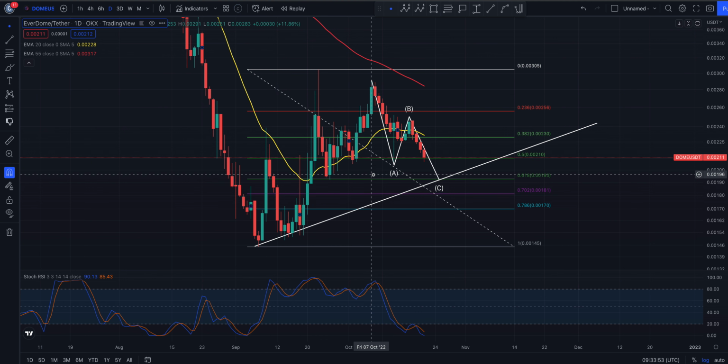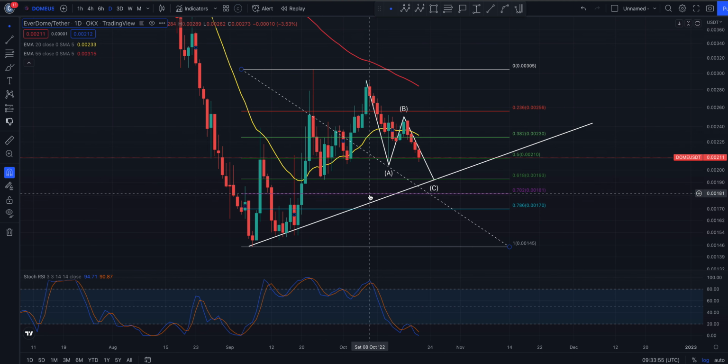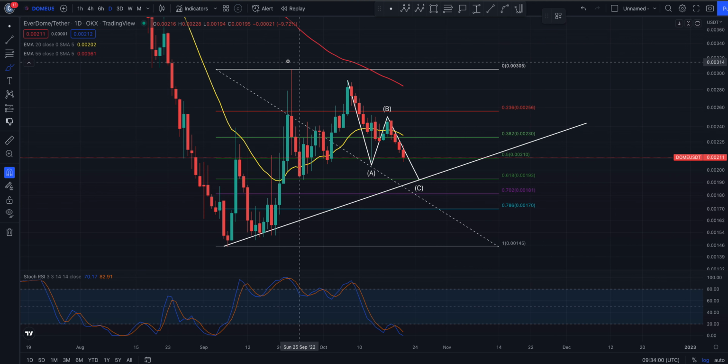But yeah, diving back into Everdome today. Welcome back to another update, and I think this is where I left off previously. I said that Everdome had this high here, and you had this low down here, and from this high you're starting to retrace to this low, and basically I was looking for the areas of support.